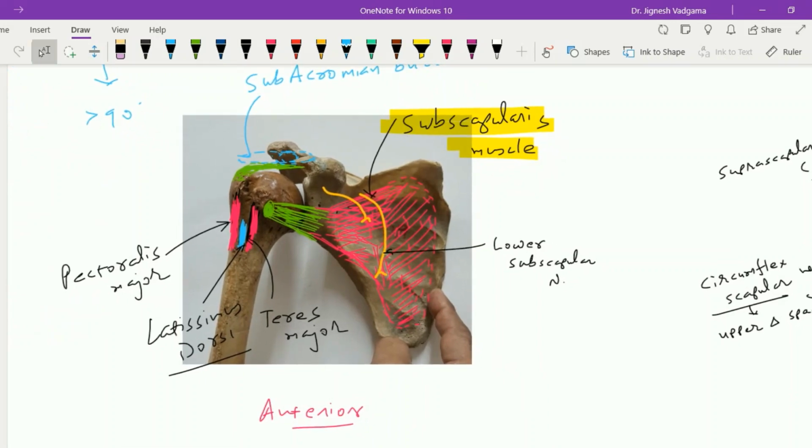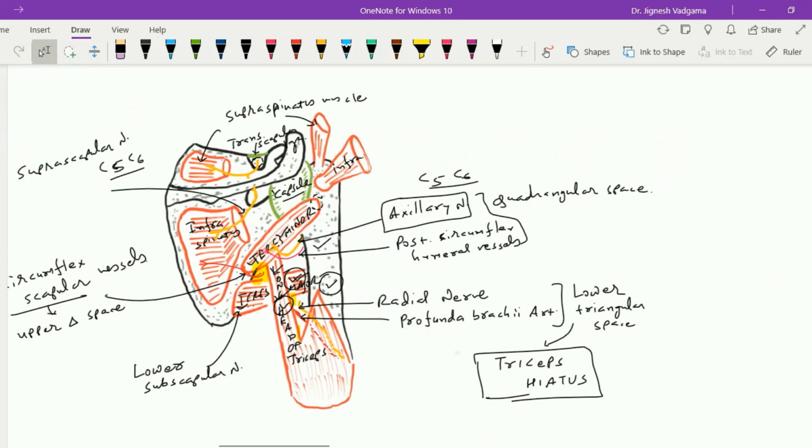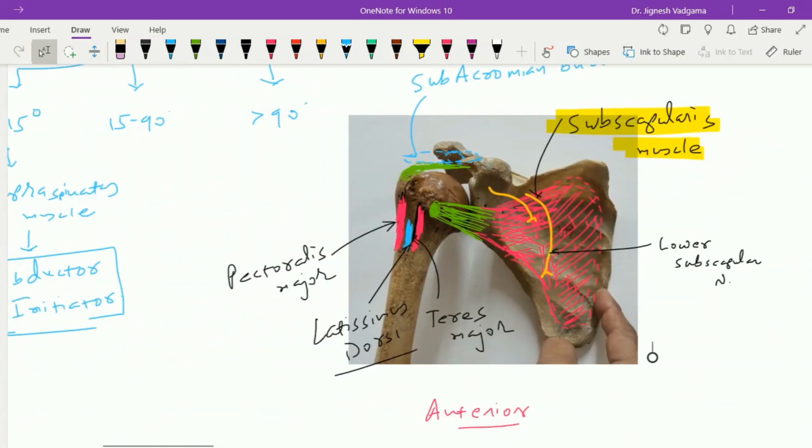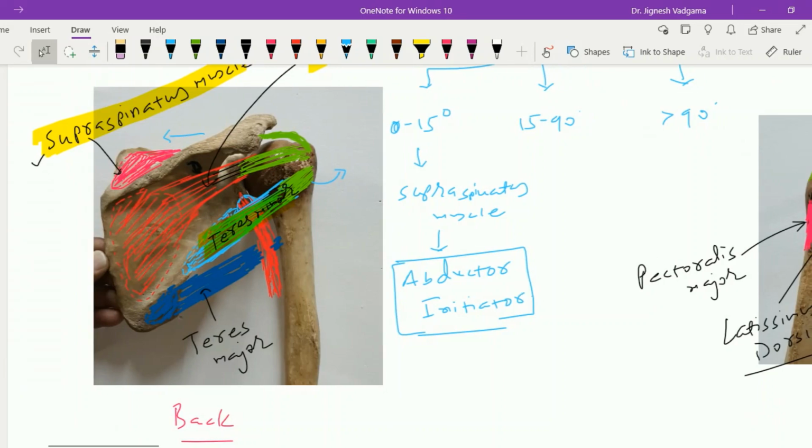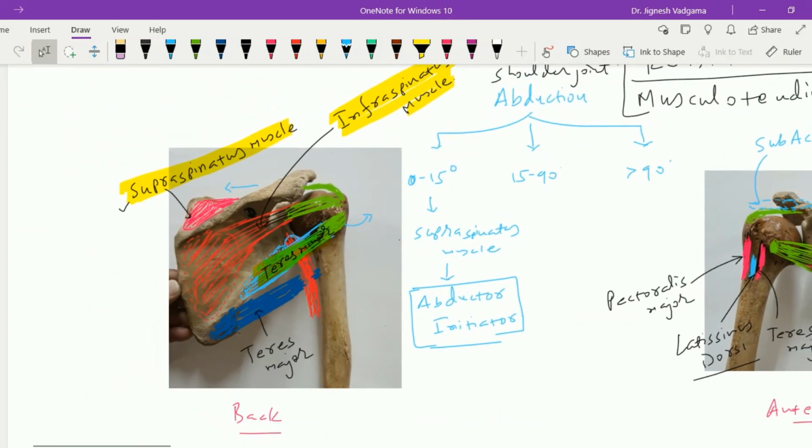Now let's see the action of all these muscles. As we already discussed, these muscles are responsible for the protection of the shoulder joint. Along with it, the supraspinatus muscle is the abductor initiator. As we already discussed, it is responsible for the abduction of the shoulder joint from 0 to 15 degrees only. So this is the only muscle of this rotator cuff which is not related with the rotation of the scapula, but it is only concerned with the abduction of the shoulder joint.